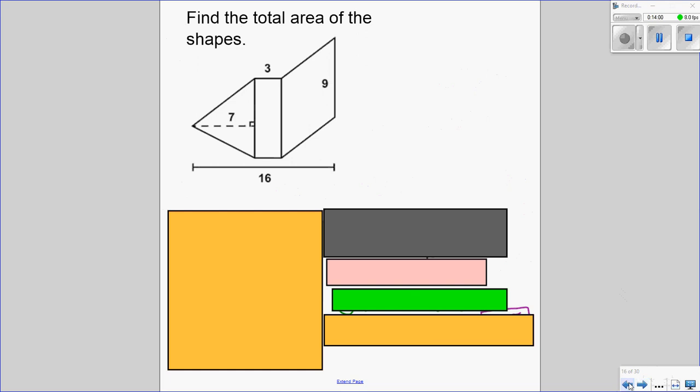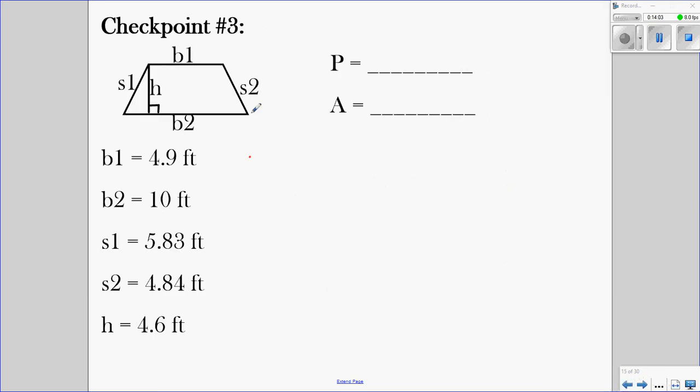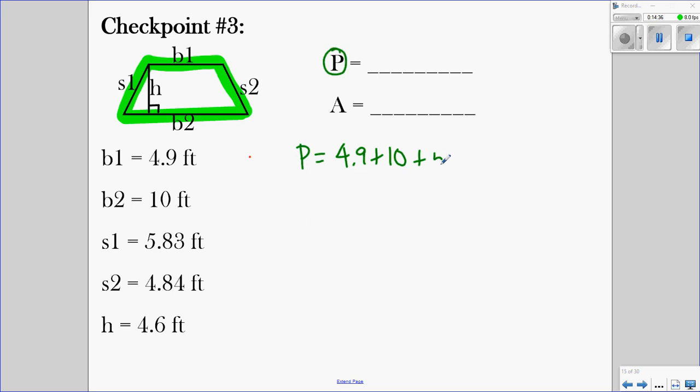Okay, so if you get the hang of it, you could move on to the next section. If you still need more practice, want to see more review, then just stick around. So for perimeter, we're doing the outside. I'm going to highlight the outer portion of this trapezoid, and I'm going to use green. So we add in B1, B2, S1, S2. So 4.9 plus 10 plus 5.83 plus 4.84.